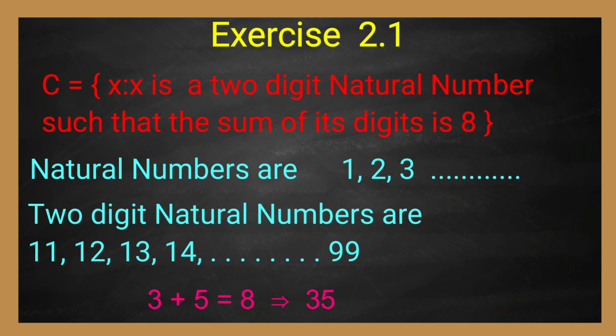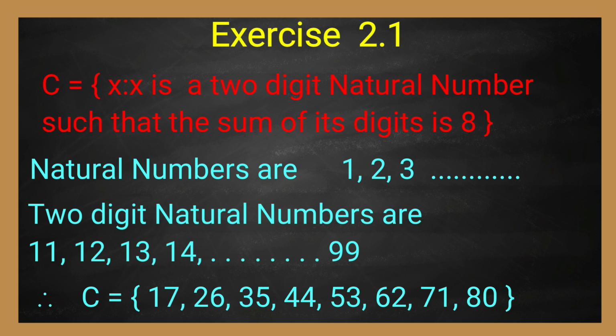3 plus 5 equal to 8, that is 35. 4 plus 4 equal to 8, that is 44. 5 plus 3 equal to 8, that is 53. 6 plus 2 equal to 8, that is 62. 7 plus 1 equal to 8, that is 71. And 8 plus 0 equal to 8, that is 80. Therefore, our answer is C equal to the set of 17, 26, 35, 44, 53, 62, 71 and 80.